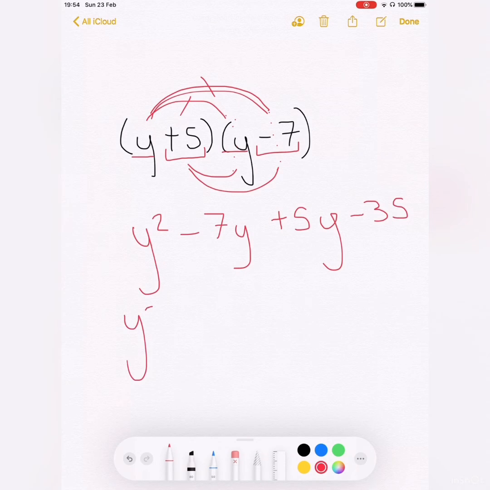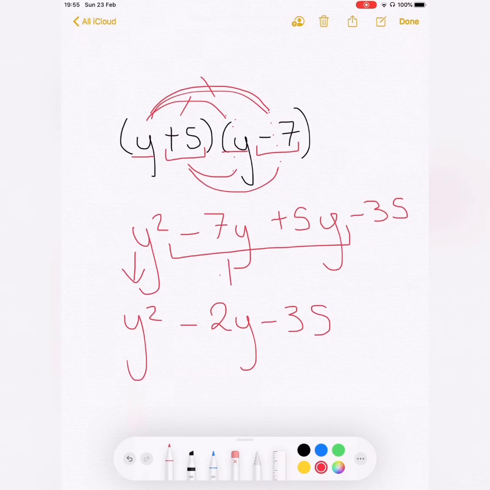Now we have to collect like terms. So we get that y squared stays the same. Minus 7y plus 5y, well, we get minus 2y, and then minus 35 stays the same.